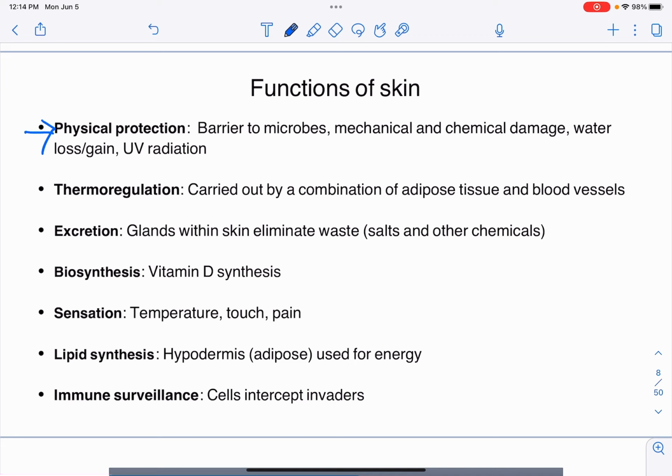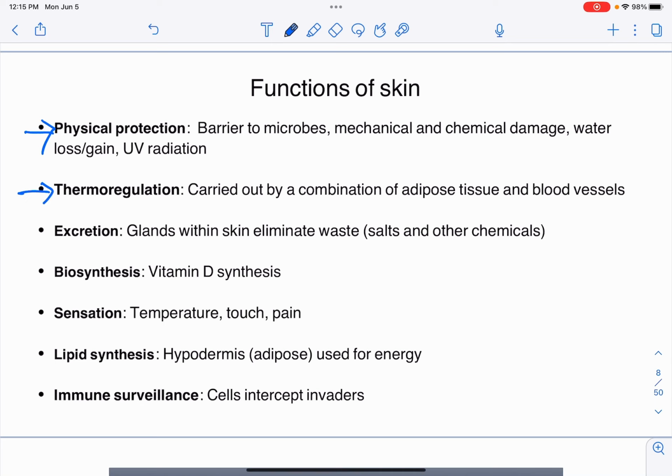So mechanical meaning scrapes or bruises. It prevents the underlying tissue from being damaged, and also prevents chemicals from entering our body. There's also a role skin plays to prevent water loss or gain. And then ultimately our skin also helps protect us from UV radiation. So a lot of things that are going on in the environment, our skin is protecting us against.